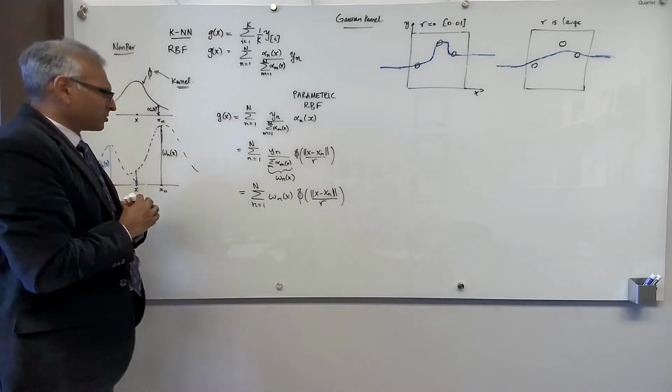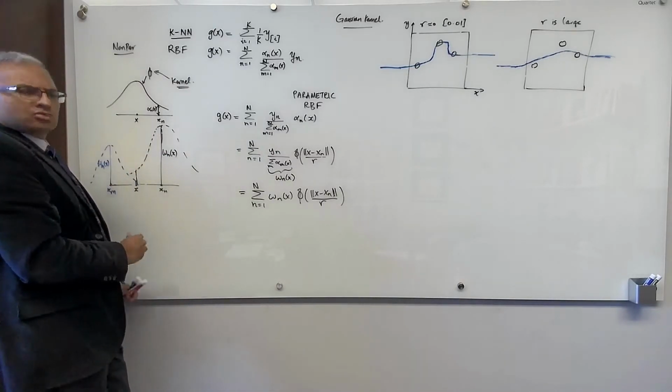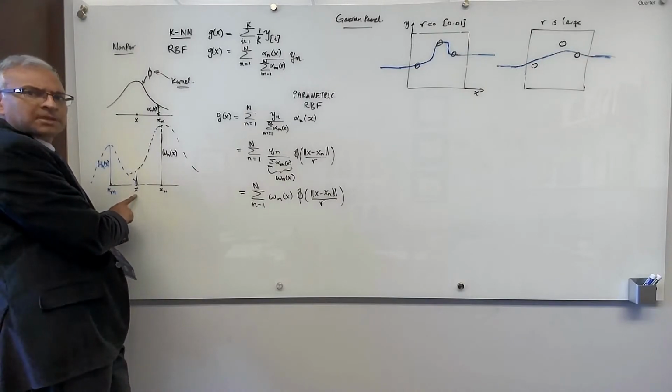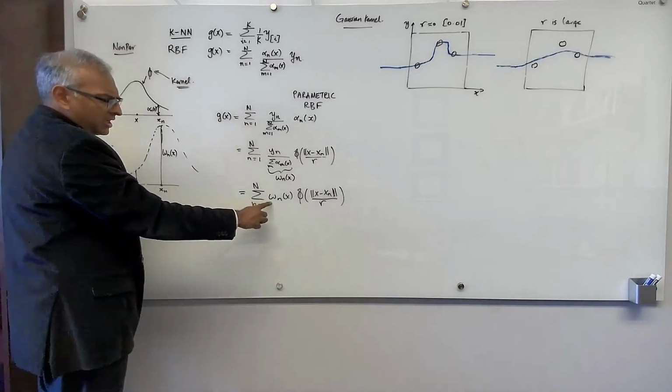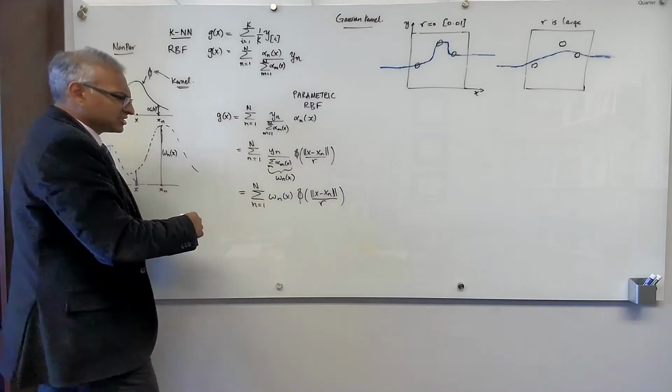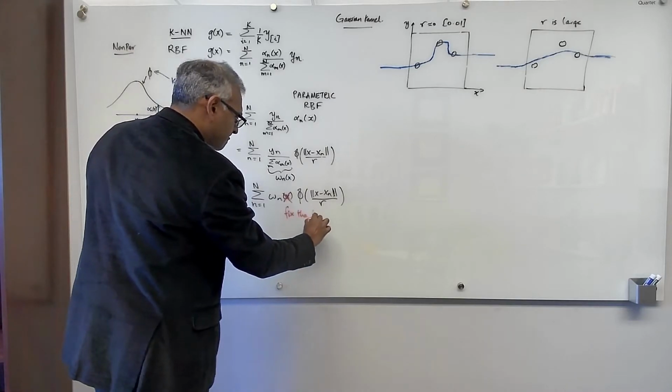But now I'm going to make a slight approximation. I don't need these heights to depend on the test point. So let me fix those heights once and for all, in which case these heights become constants. So fix the heights.